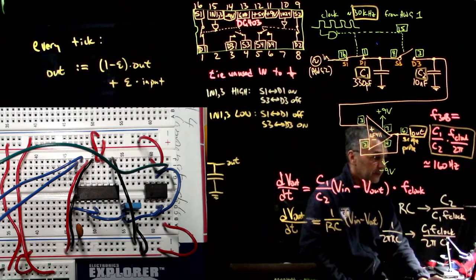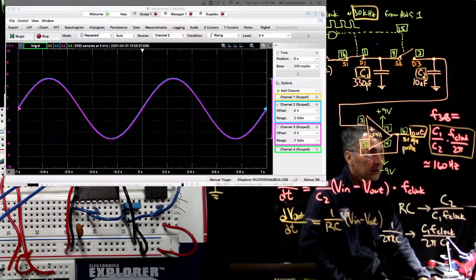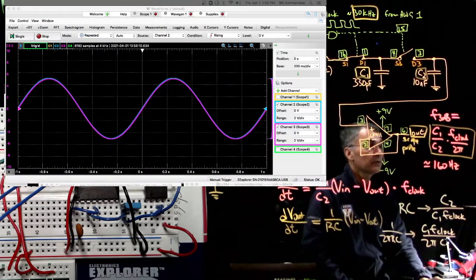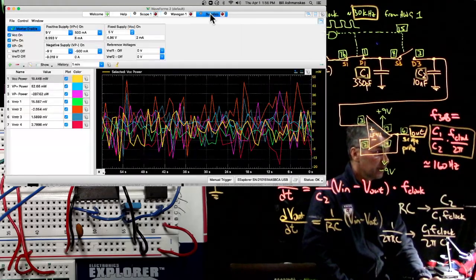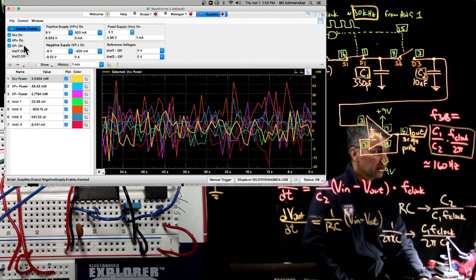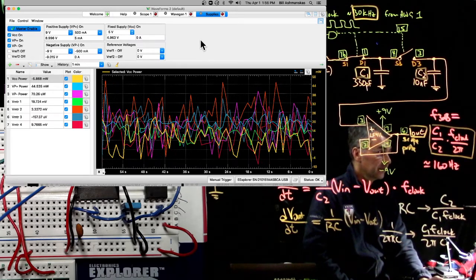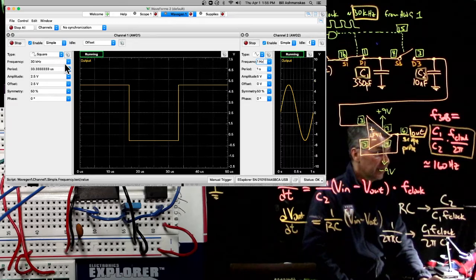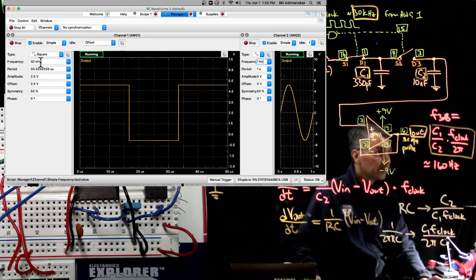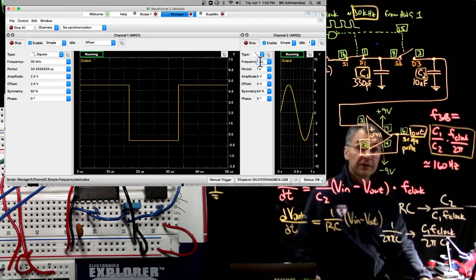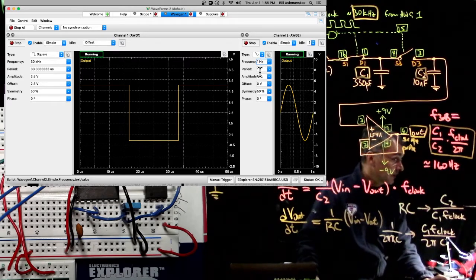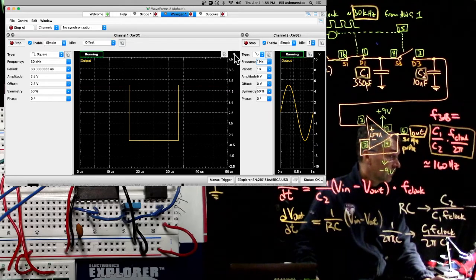Let's see what we get. For the power supplies, I have my usual +5, +9, -9, and all three of them are on. Then I have two AWG channels, not synchronized. On channel 1, I have a 30 kilohertz square wave whose low value is 0 and whose high value is 5 volts. On AWG2, I have a 1 hertz sine wave whose amplitude is 5 volts, offset 0.